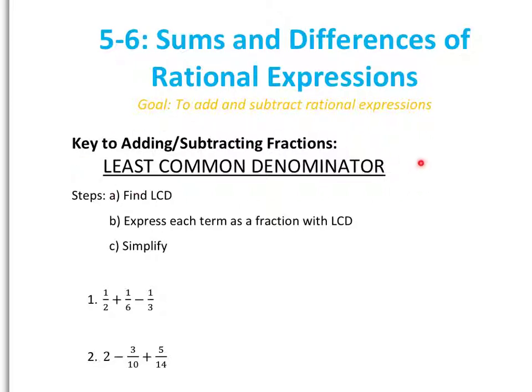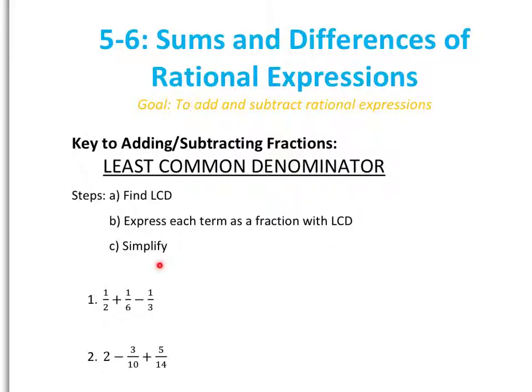The key is obviously getting the least common denominator, which is the same as the least common multiple, just when that least common multiple is dealing with denominators and fractions, and different fractions that you need to add or subtract. So here are the steps we're going to do to add and subtract these. We're going to find the least common denominator. We're going to express each term, so each little thing that we're going to add or subtract. We've got 1, 2, 3 terms. Express each of those terms as a fraction with that least common denominator. You have to multiply each one by 1 in order to get it that way, and then simplify.